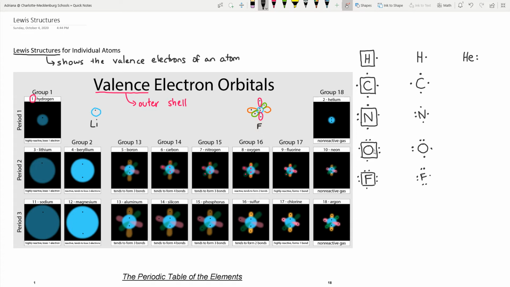And so let's do neon as well. Neon has 8 valence electrons. 1, 2, 3, 4, 5, 6, 7, 8. Let's draw that. 1, 2, 3, 4, 5, 6, 7, 8. And so what this shows us is that the noble gases have a special configuration. Okay, so noble gases have filled valence shells.